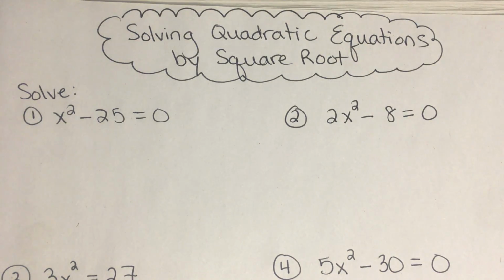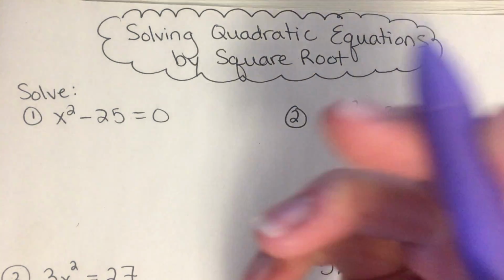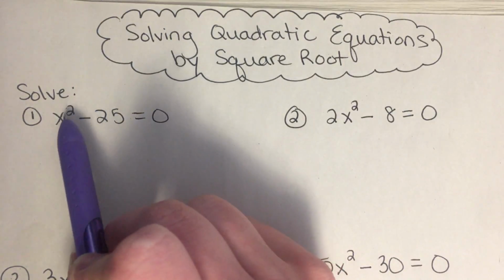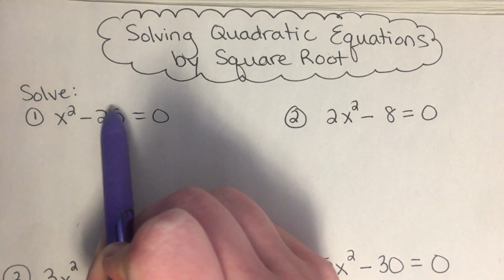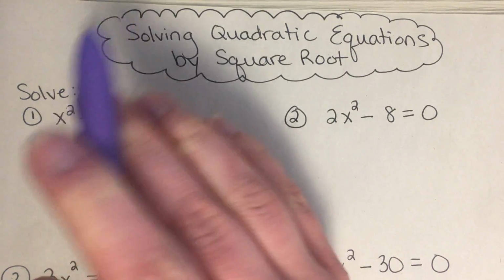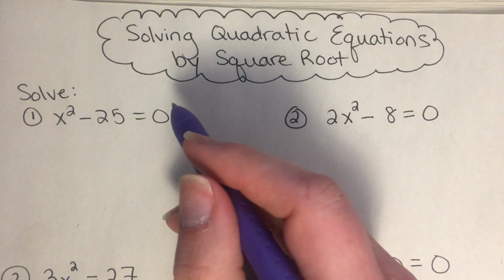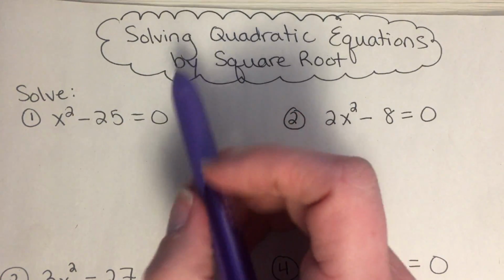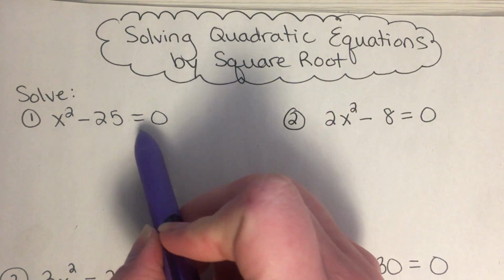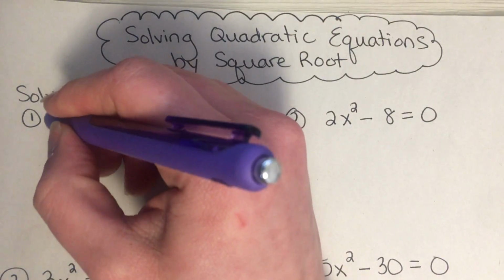Hello, so today we are going to be talking about how to solve quadratic equations by square root. So first of all, we're going to notice that we have an x squared and a constant, right? We do not have the x term, otherwise we would be trying to use other methods like factoring or quadratic formula. So what we are going to do is first, since we are solved for 0, we are going to try and isolate x squared.